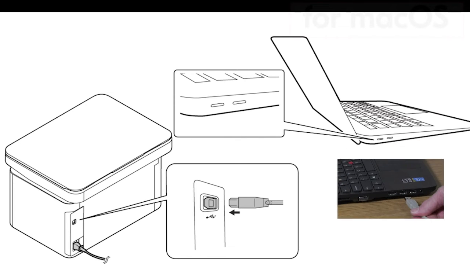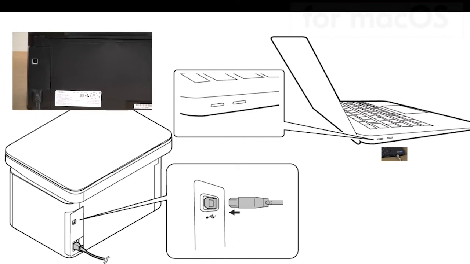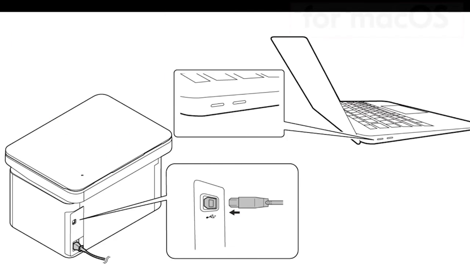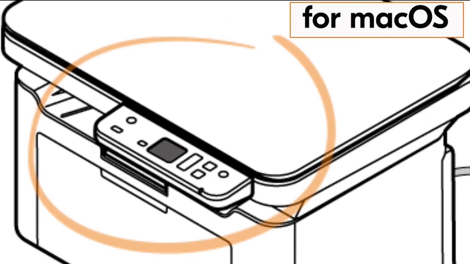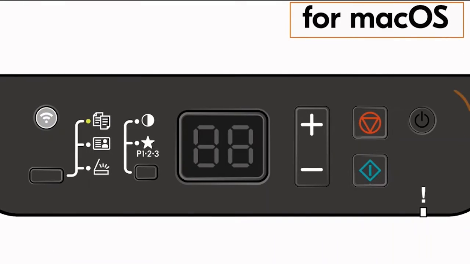If you have a Mac computer, plug the USB cable into it. Plug the other end into the MA2000. The control panel for the printer is located on top of the machine. Press the main power switch. The display screen should have a 01.